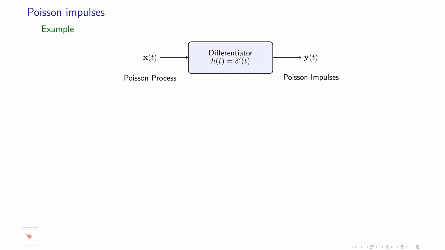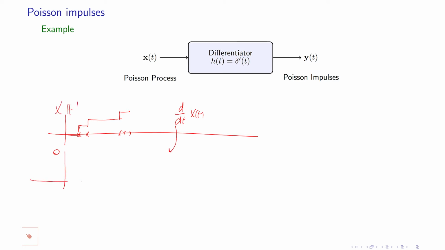So for the Poisson process, if this is time 0, let's say you have the first point here, the second point here, the third point here, the fourth point, the fifth point. So here you get 1, here you get 2, here you get 3, etc. If you calculate d/dt of x(t), then what you get, this is x(t), the output will be 0 everywhere except at the points where you have a jump.